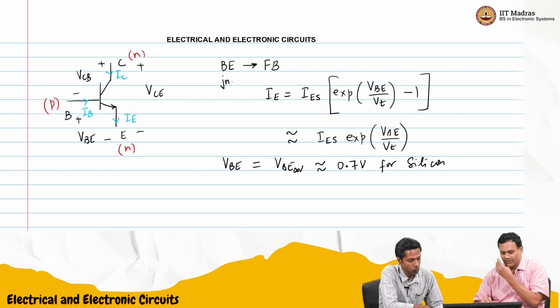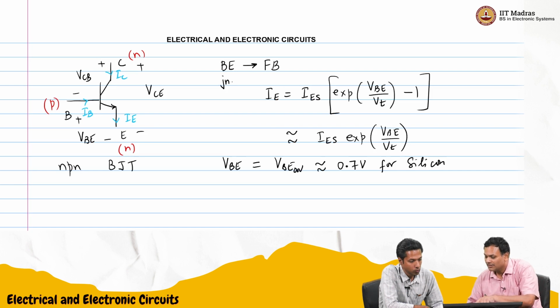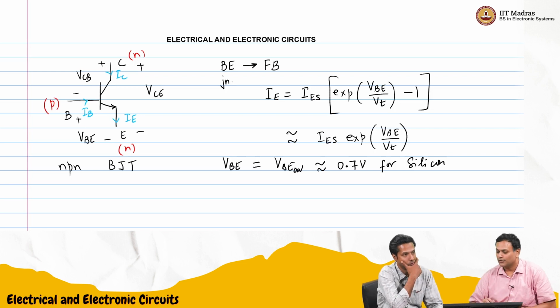Okay, this is nice. So when the NPN BJT is conducting, the base emitter voltage will be 0.7 volts. The emitter current is exponentially related to the base emitter voltage. Nice. So we have at least one set of equations.